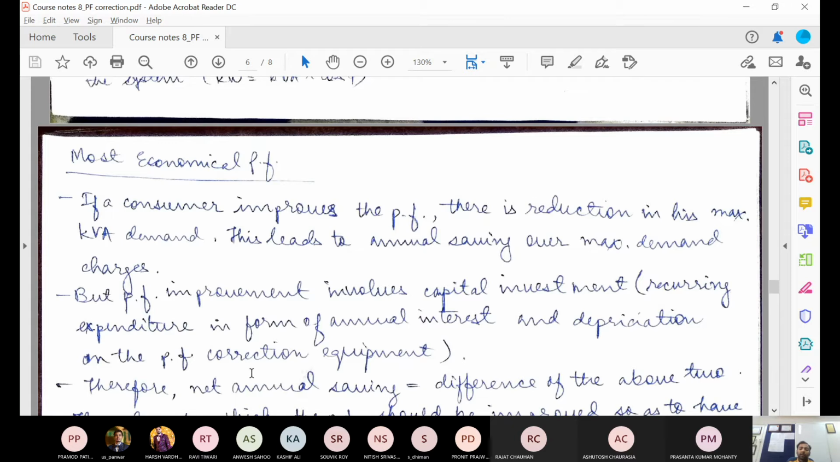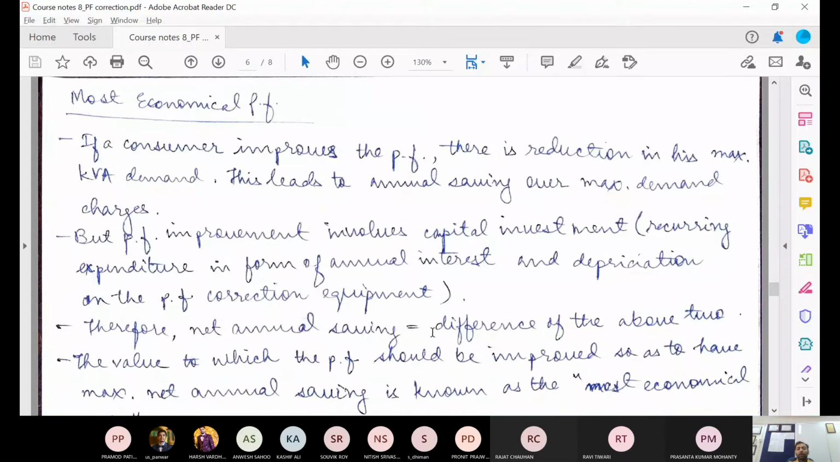So as we can understand, the net annual saving would be the gross saving by cutting down on your maximum kVA demand minus the recurring expenditure in terms of the annual loan repayment and depreciation. So the net annual saving would be the first minus second.